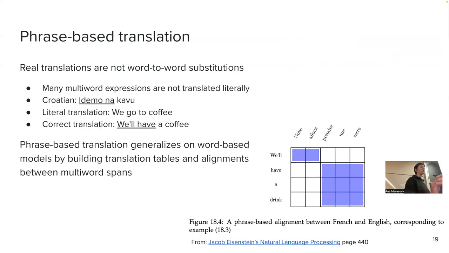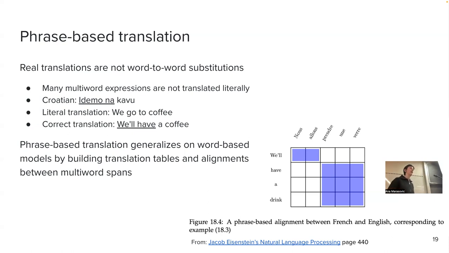The issue with word-to-word alignment is that in real translation, we might not have word-to-word substitutions. Many multi-word expressions are not going to be translated literally. Here, in Croatian, we have a sentence, "idemo na kavu." Literally, that would mean in English "we go to coffee," which in English you would say as "we'll have coffee." So it's not a literal word-to-word alignment, but we know that "we'll have" is a translation of "idemo na" in Croatian. So you do phrase-to-phrase alignment rather than word-to-word alignment.